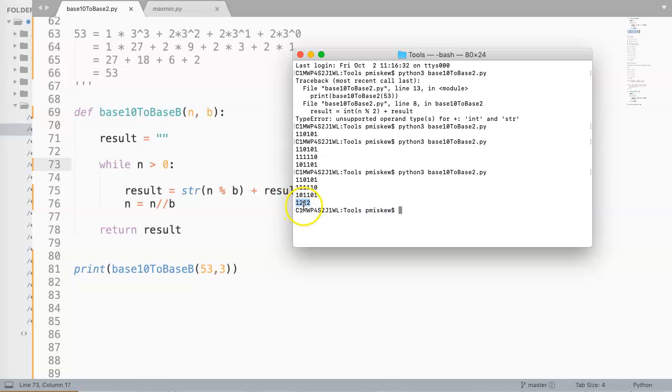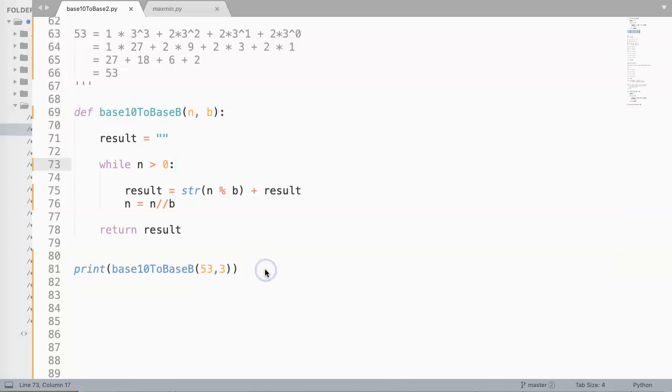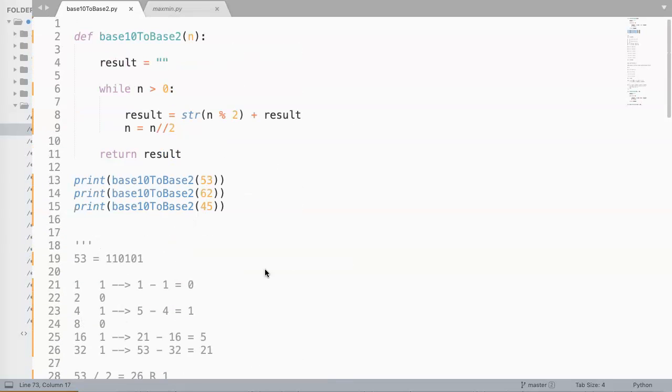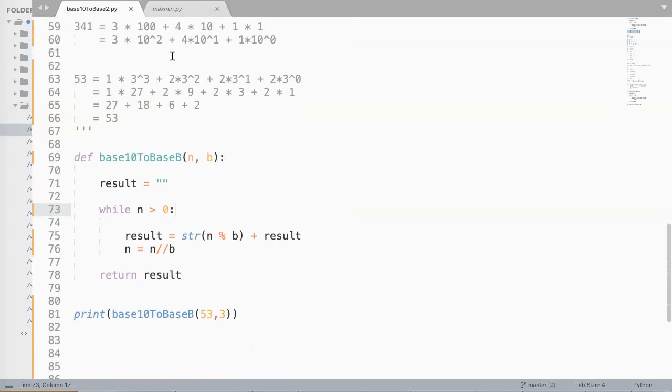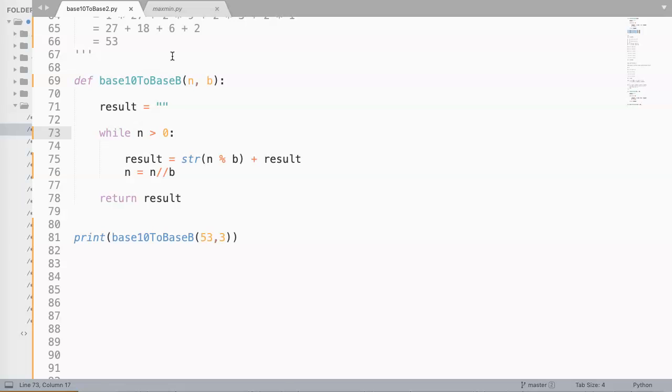there's that value. There is 53 in base 3. This is just a really nice extension of this tool. A lot of students will learn how to go from base 10 to base 2 because they're in computer science, but you can generalize this to any base, and it's a wonderful way to expand on your skills.